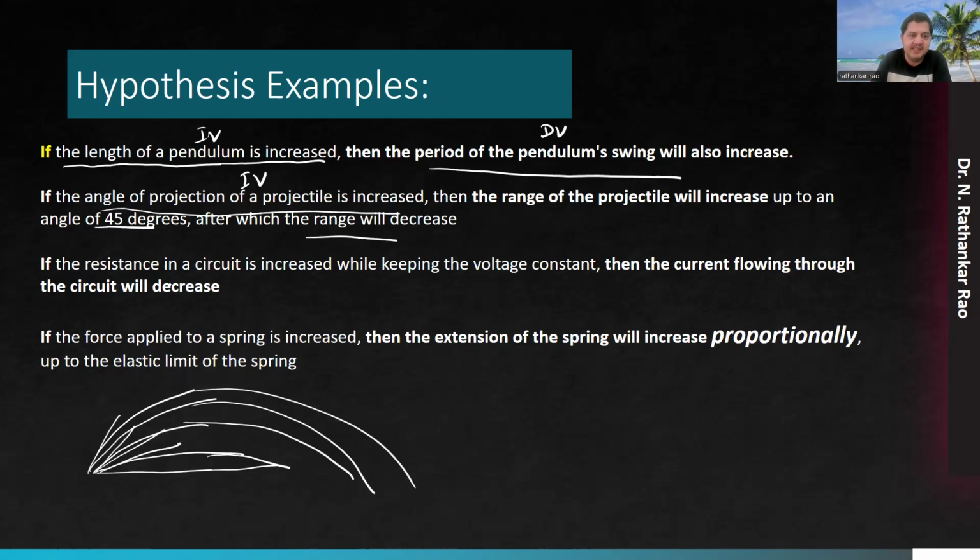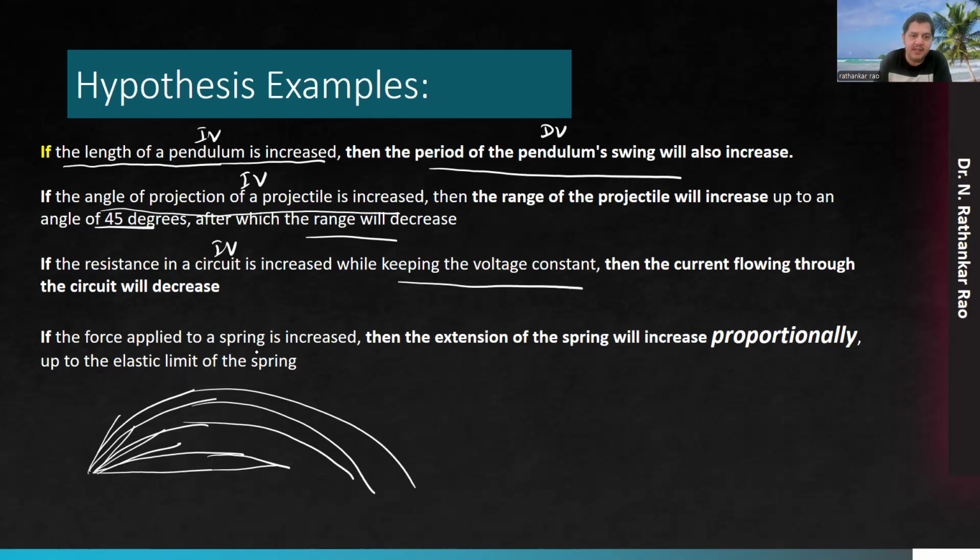Then if the resistance in the circuit is increased, which is your independent variable, while keeping the voltage constant, you are very clear. See, this is true only when you keep the voltage constant. When you change the voltages, change the battery, or keep on changing the knobs, then it will not hold. The current in the circuit will decrease if resistance is increasing, right? So opposition to the flow of current is increasing, voltage is kept constant, the current will decrease, right? You have mentioned it correctly.